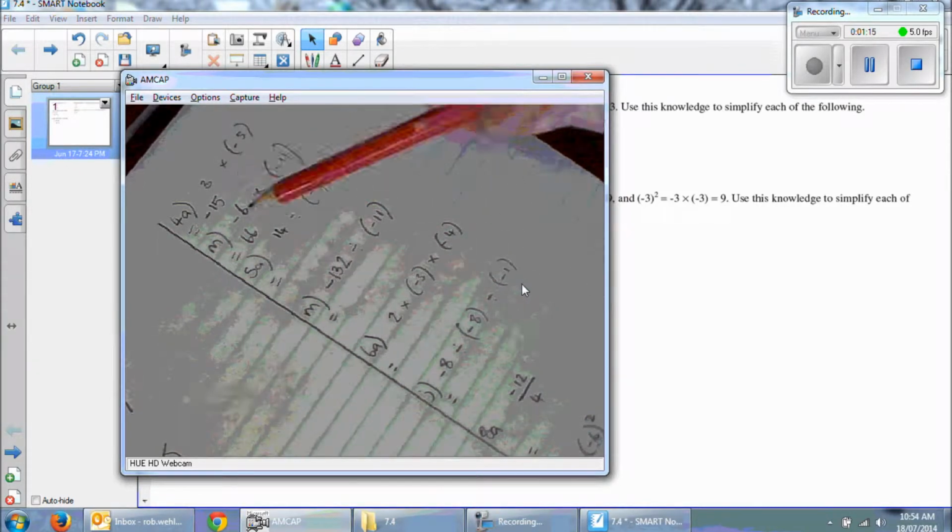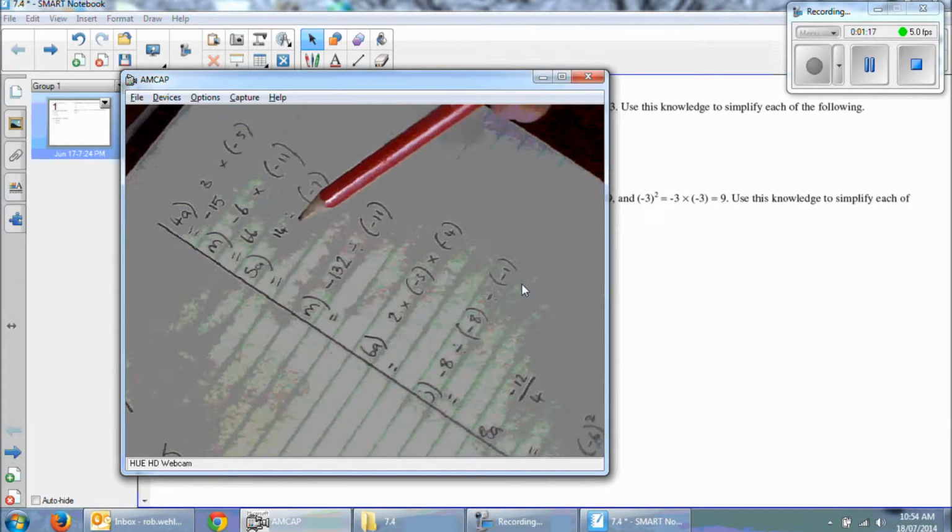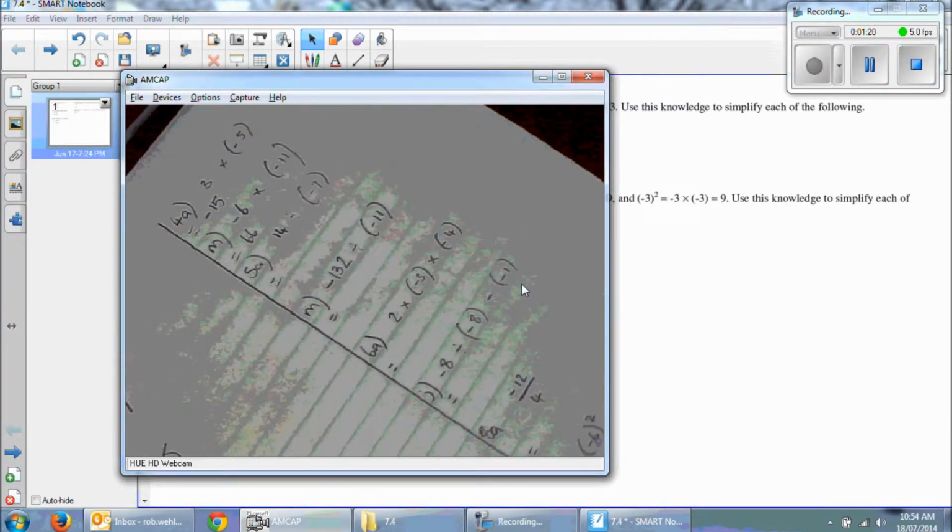Now remember, this is the rule for multiplication and division. It is not the rule for addition and subtraction. Okay, we went over that last time. So just make sure that you remember that this is the rule for multiplication and division.